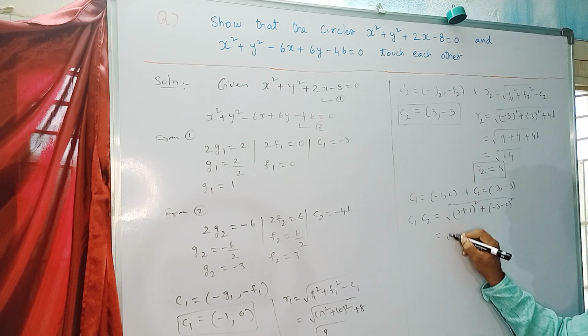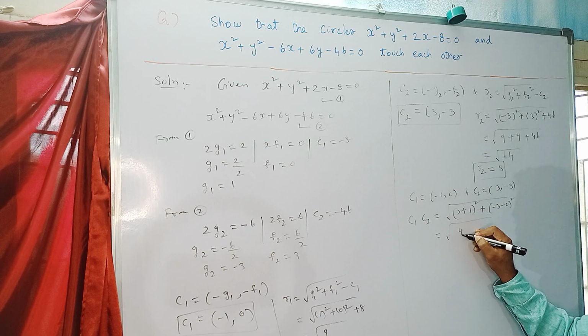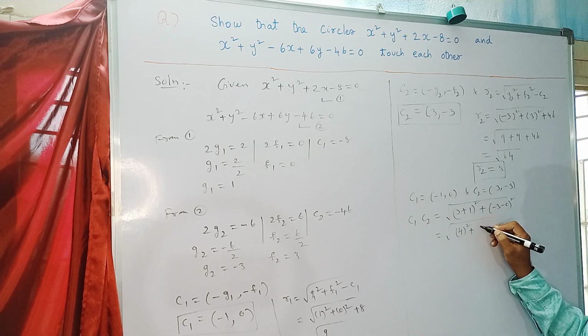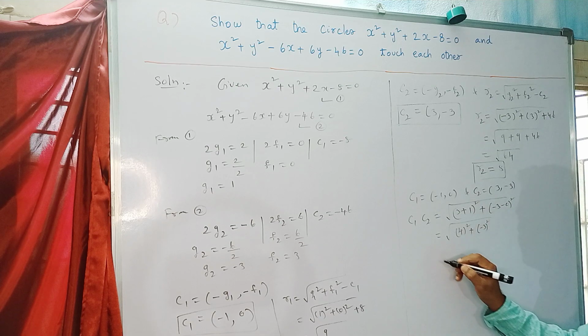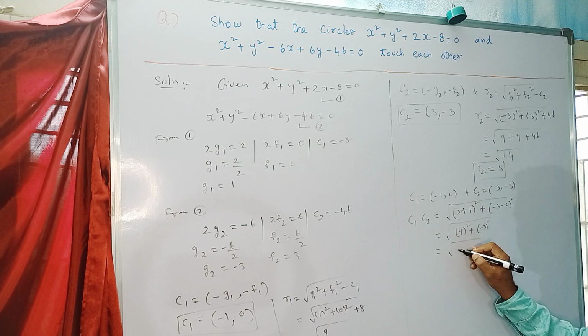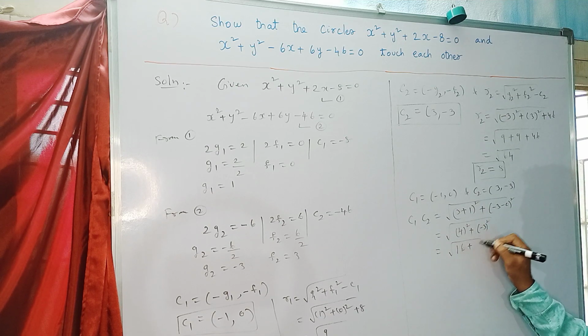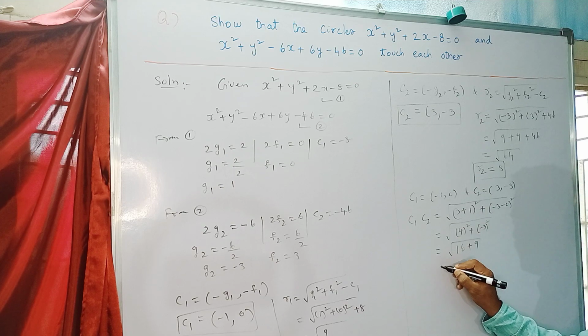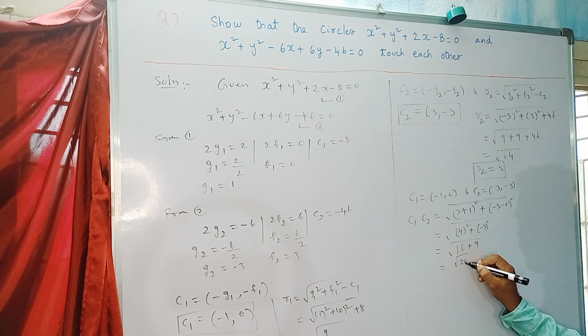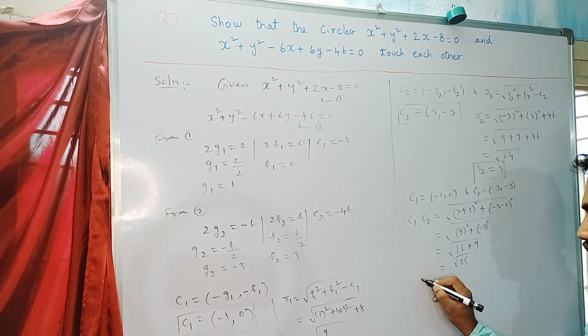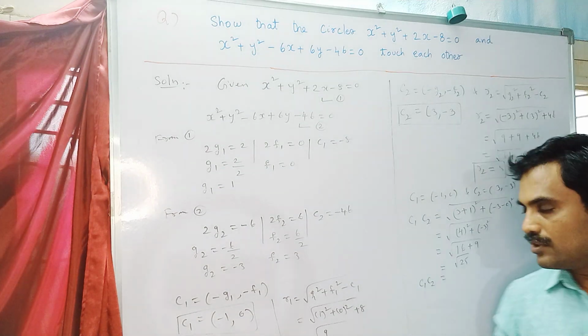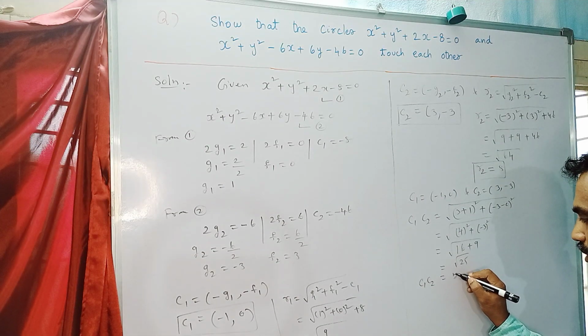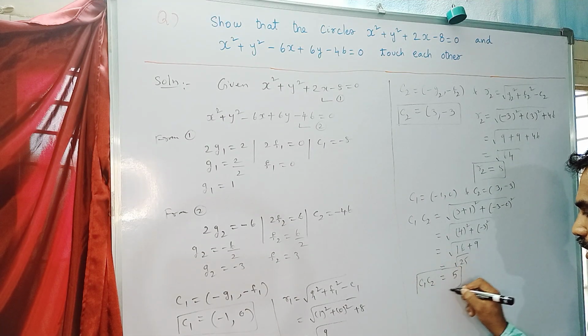So we will get, what is 3 plus 1 whole square? That is 4 square. So minus 3 whole square. So we will get square root of 4 square is 16 plus 3 square is 9. So 16 plus 9 will get root 25. So you can write square root of 25 as 5 square. So square root will be removed. So c1c2 equal to 5.